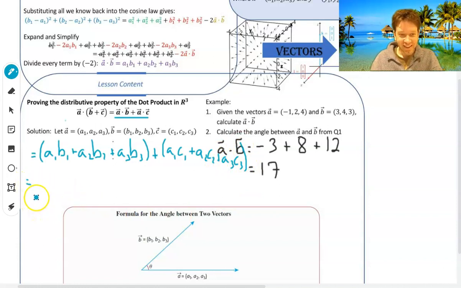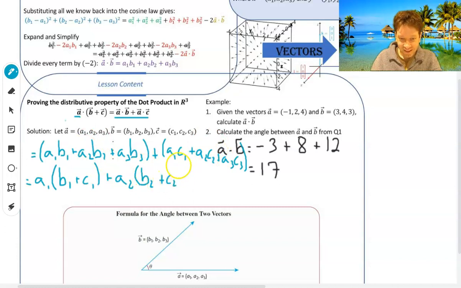Now what I'm going to do is collect like terms specifically for A. I want to pull A out. So let me pull out A1. I have an A1 term here, and I have one here. So if I factor out A1, I'm left with B1 plus C1. I can do the same thing for A2, and I'm left with B2 plus C2.